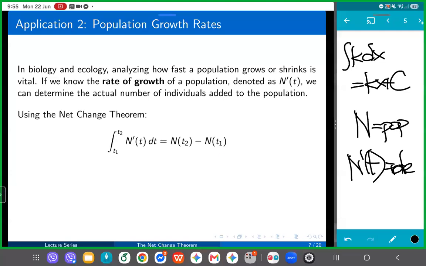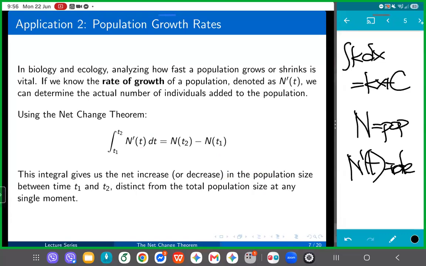Let's see. Here it's just reformulated in terms of the new variable. So again, here we have the derivative. The integral of the derivative equals the difference, or the integral of the rate of change equals the net change. Net change theorem. Interpreted, it gives us the increase or decrease in the population size over the time interval t1 to t2. T is time, by the way.